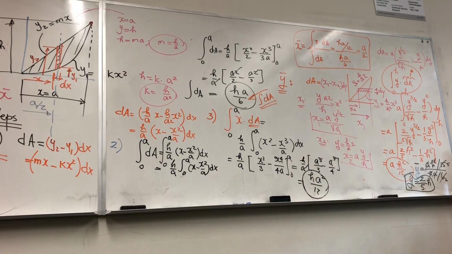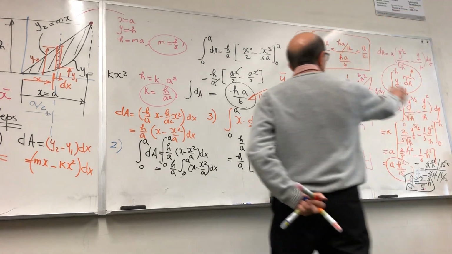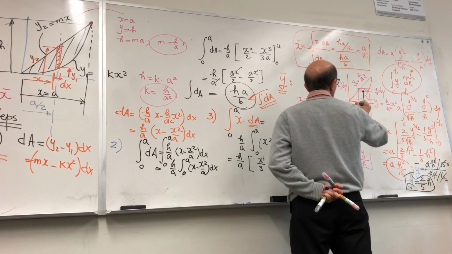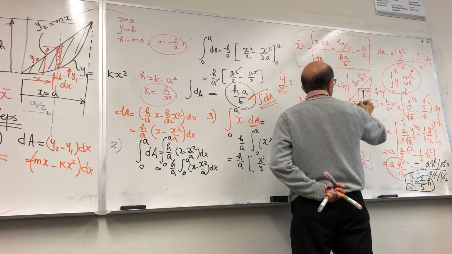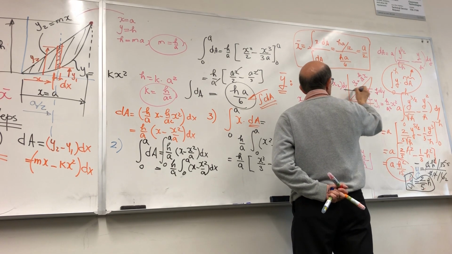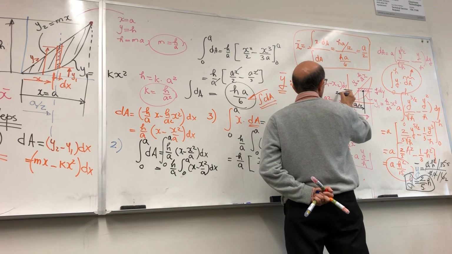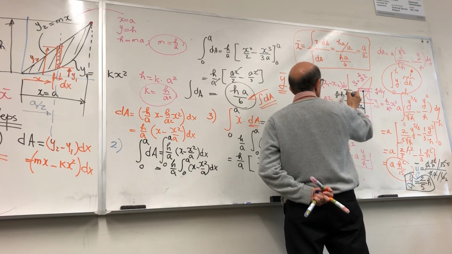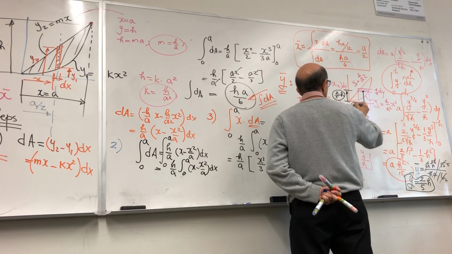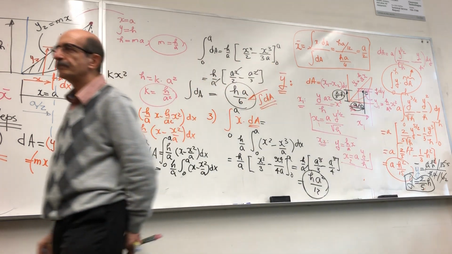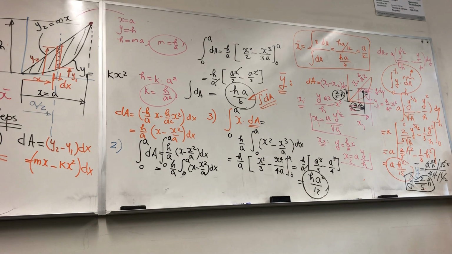Okay? So what that means is the centroid of this area is located at a point which is halfway of the distance here, and this, which is y bar, is 2/5 of h. That's where the centroid is. Okay? Easy, right?